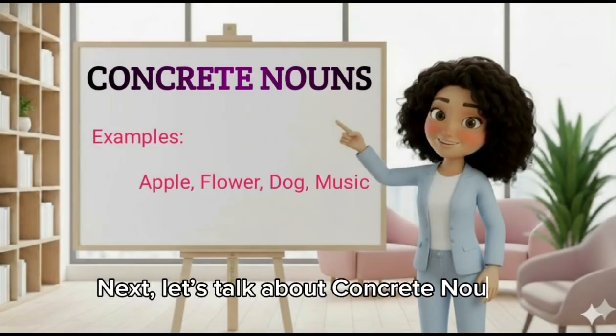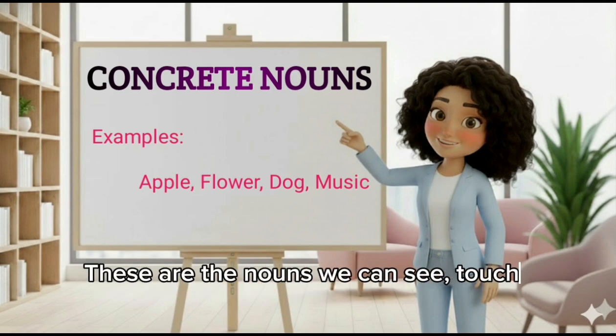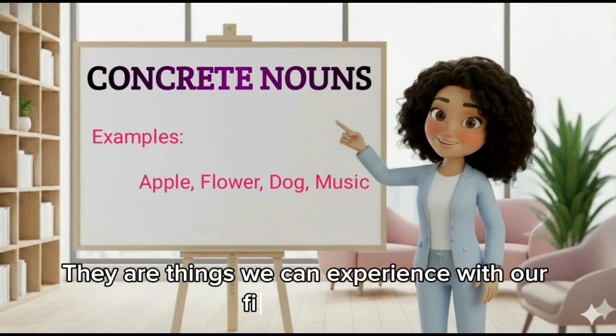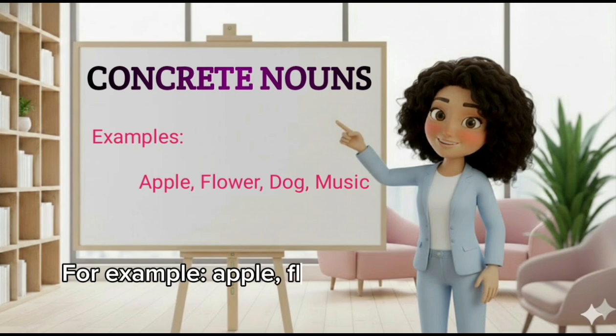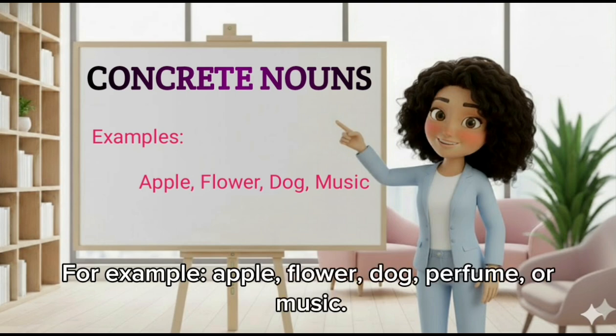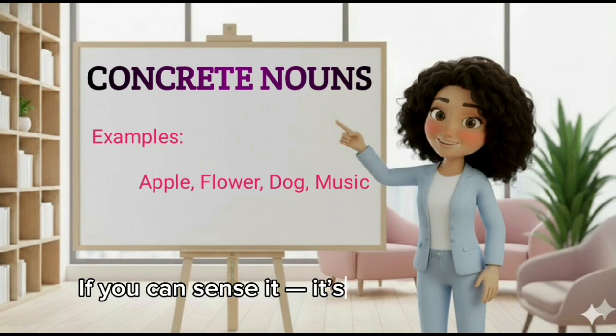Next, let's talk about concrete nouns. These are the nouns we can see, touch, hear, smell, or taste. They are things we can experience with our five senses. For example, apple, flower, dog, perfume, or music. If you can sense it, it's a concrete noun.